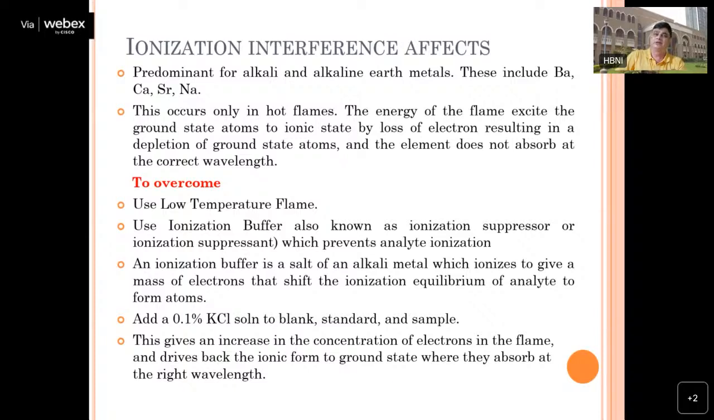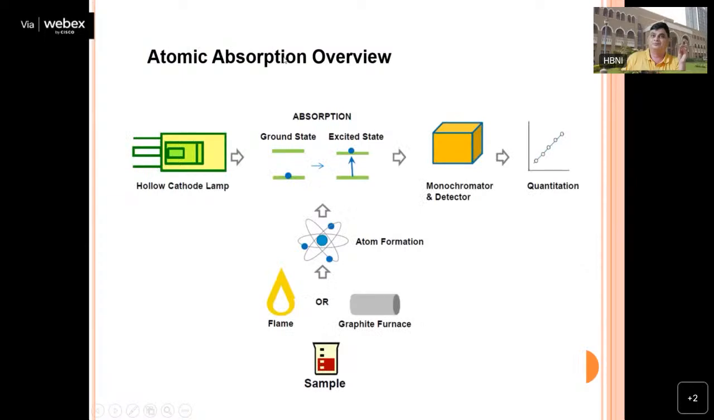Because the potassium will be easily ionized, this gives an increased concentration of electrons in the flame and drives back the ionic form to the downstream, where they absorb at the right wavelength. So this is how, by addition of 0.1% potassium chloride, this ionization interference effect can be controlled. This is just a sum up of atomic absorption spectroscopy.